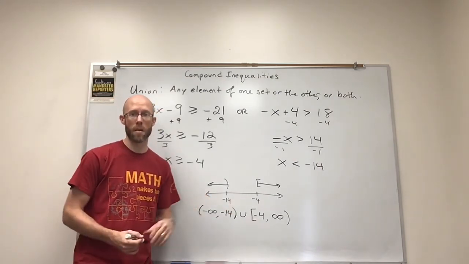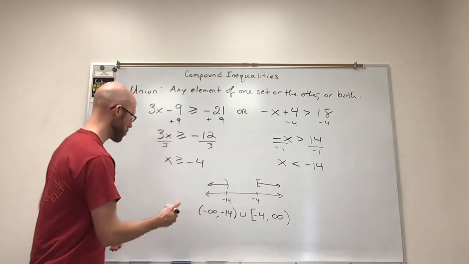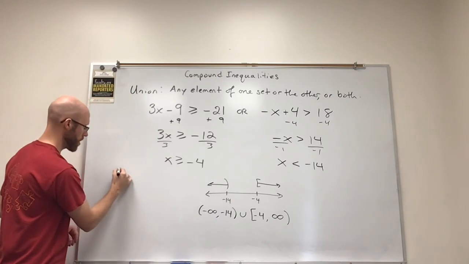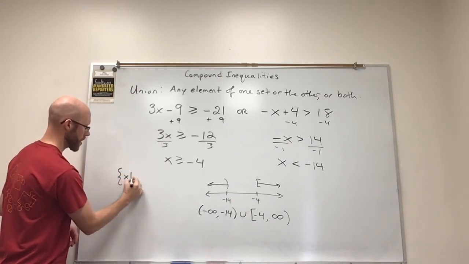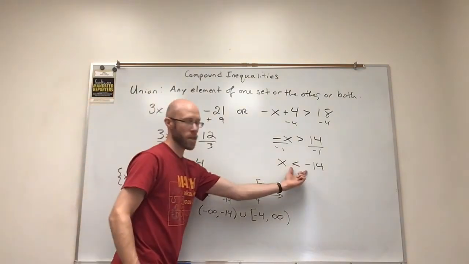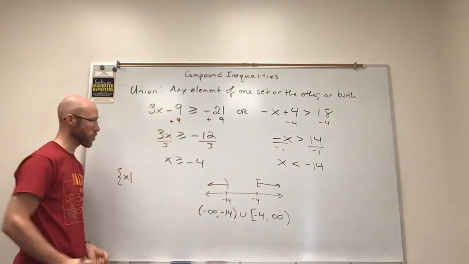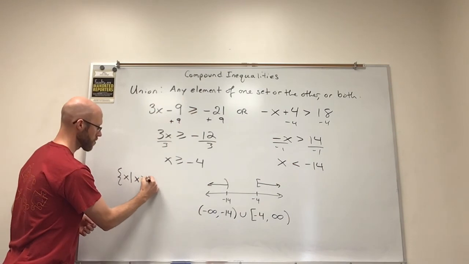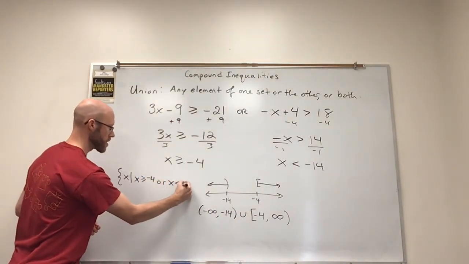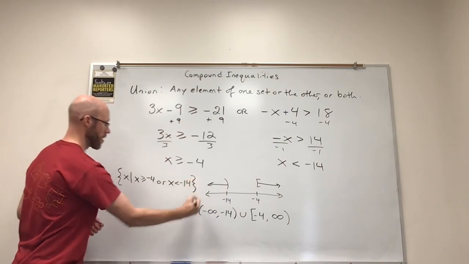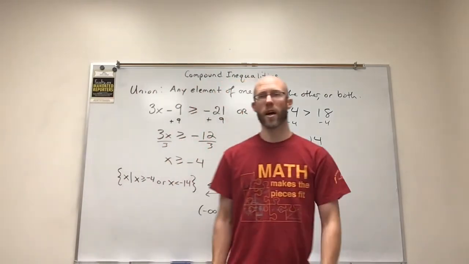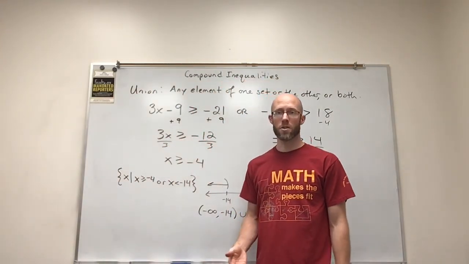If you needed a set builder form for this, you could also do that. It is a little bit lengthy to write out. You would write x such that, and then you would have to put both of these inequalities with the word or in between. So you could say x is greater than or equal to negative 4, or x is less than negative 14. Okay, so there's not really a nice succinct way like there was for intersections to represent those.